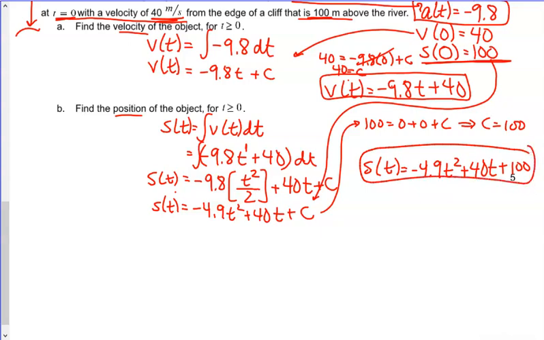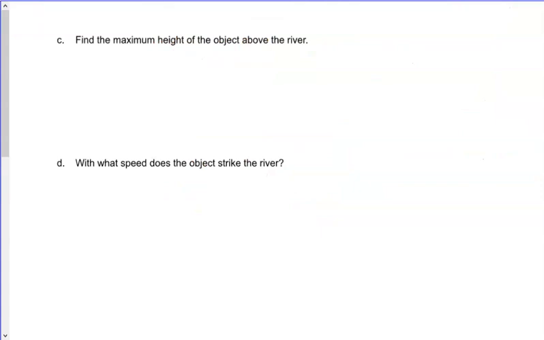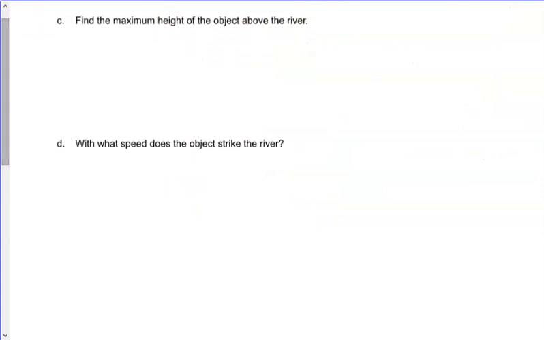Okay. Now, continuing with this idea, we'll possibly need some of these functions. Part C here asks us, find the maximum height of the object above the river. The maximum height. So here I'm on this cliff that's 100 feet or 100 meters high. I'm going to throw it vertically and it's going to come down to the river. I want to know its maximum height here. So, going back to the idea when we were working with this before, the maximum height occurs when I have tangent lines that end up becoming a horizontal tangent at that point. So here, I want to know when the velocity is equal to 0.